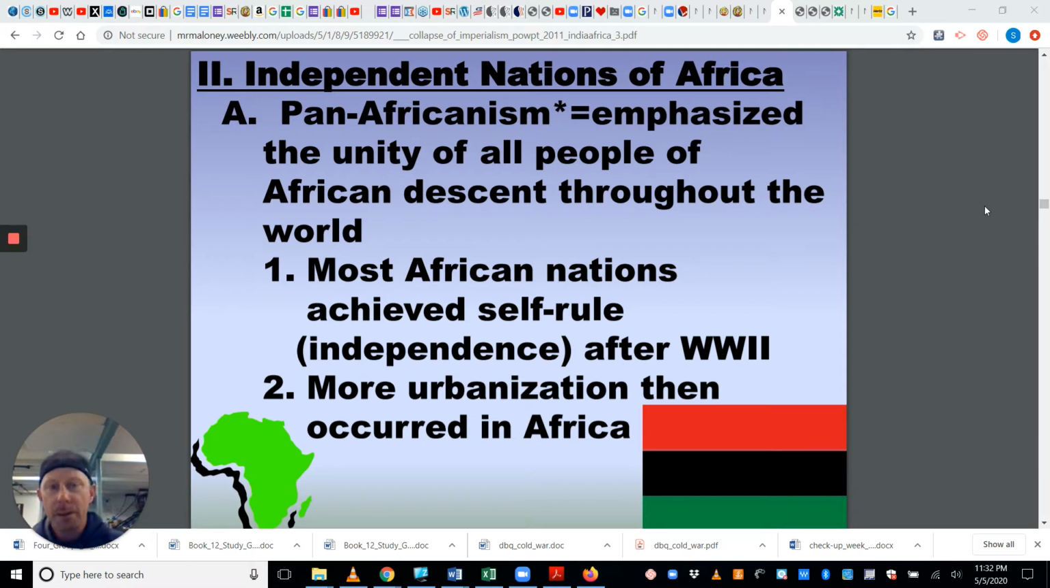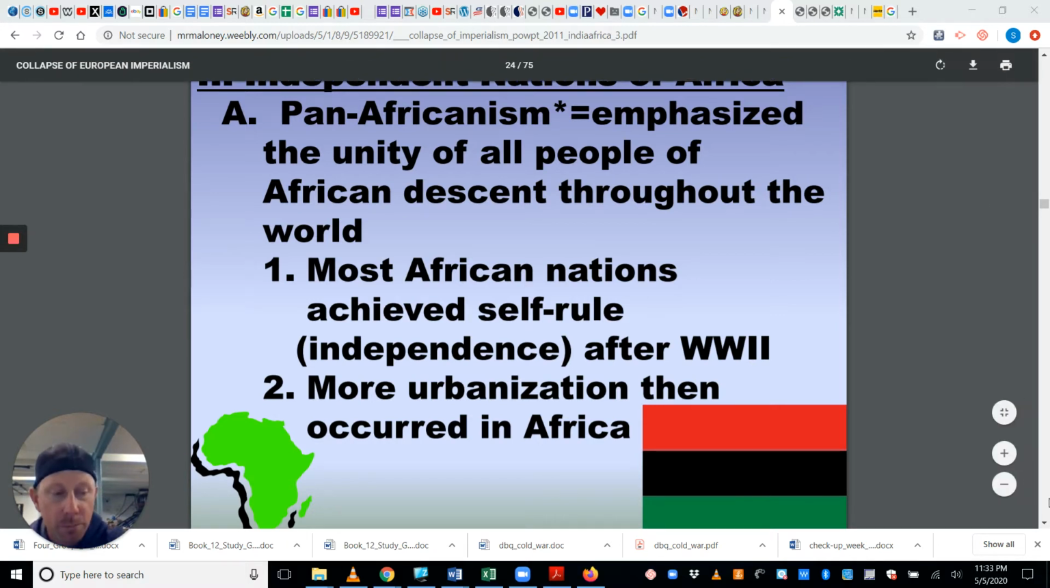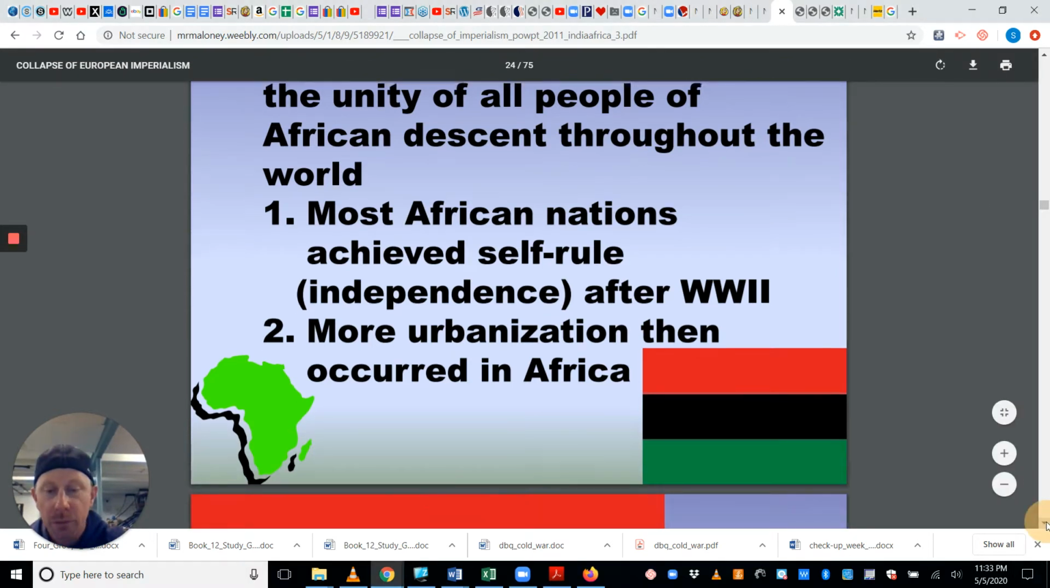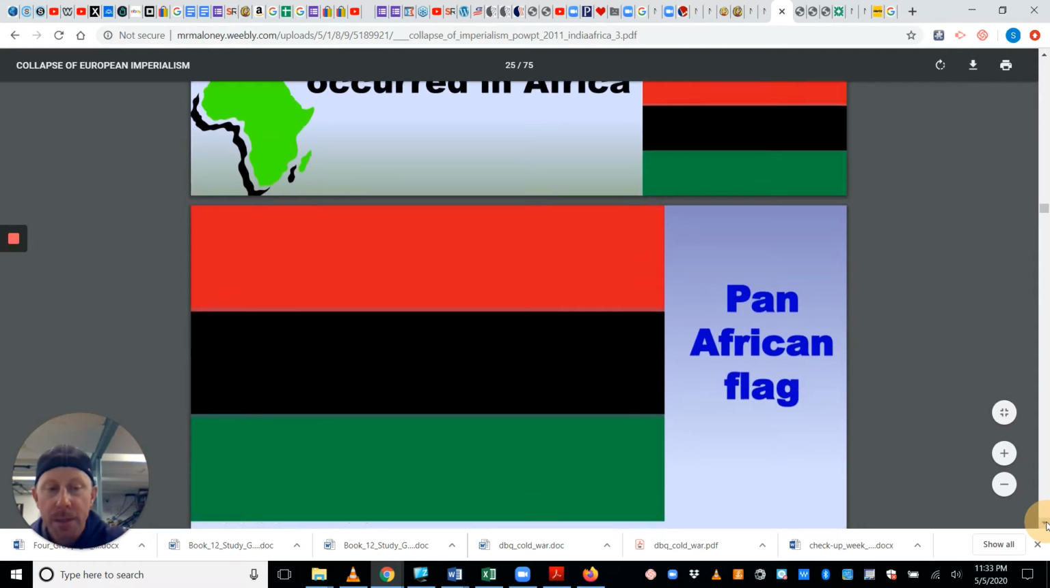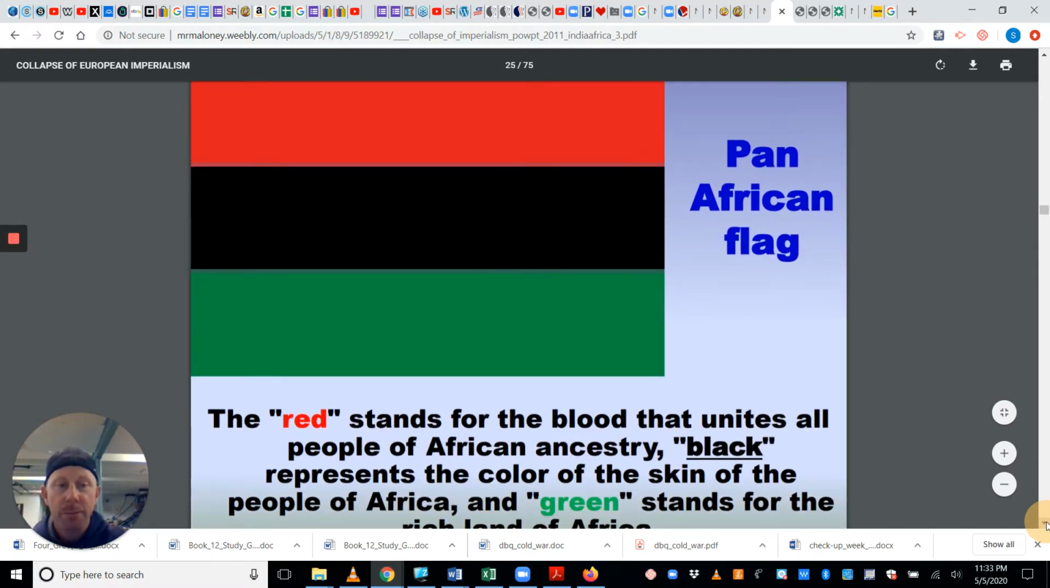Independent nations of Africa. We see Pan-Africanism that was emphasized, the unity of all people of African descent throughout the world. Most African nations achieved self-rule, such as independence, after World War II. We started to see more urbanization throughout Africa than had occurred when they were imperialized. So we're starting to see some urbanization, but most of Africa is still struggling and falling behind at this point. Here's the Pan-African flag of the Pan-African movement.